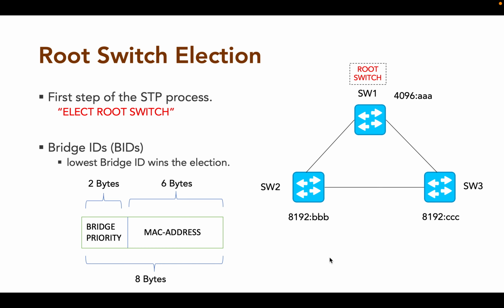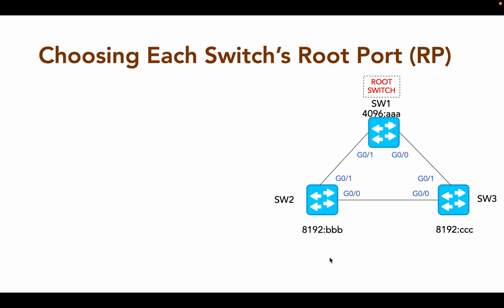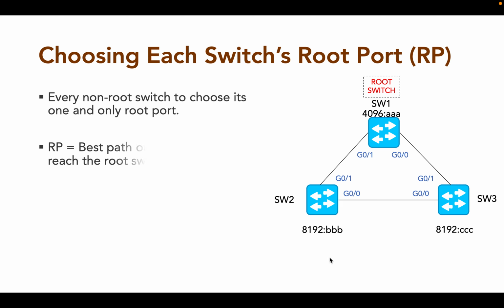Let's look at the second criteria, choosing each switch's root port. The second part of the STP process is for every non-root switch to choose its one and only root port. A root port, or RP, is a port that has the best path, or least STP cost, to reach the root switch. Of course, a root switch has the best path to itself, so it will actually have no root ports. Every other switch has only one root port.